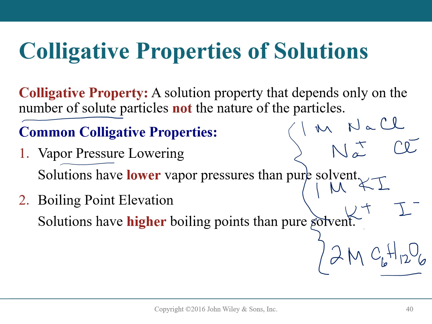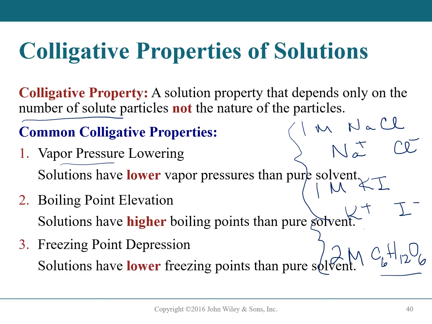So if you look, the temperature of pure water boiling will be lower than the temperature of salt water boiling. There's an elevation on that. And likewise with freezing point depression, pure water freezes at 0 degrees Celsius, but salt water freezes at a lower temperature.